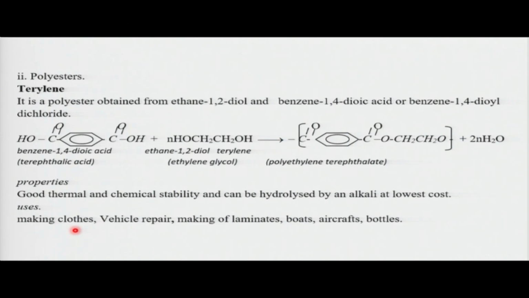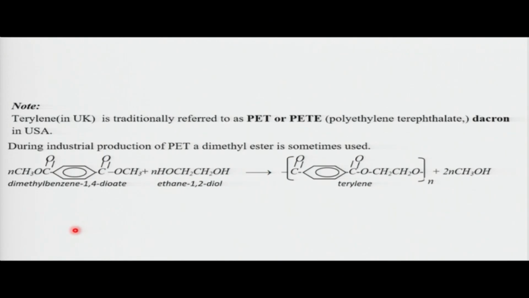Bottles. So it has a nickname called the PET, P-E-T. The bottles which are made out of polyester are normally written as PET or PTE, which comes from this word polyethylene terephthalate, which is an ester. And we call it Dacron in USA. So we can see here, we have another example of formation of our polyester.